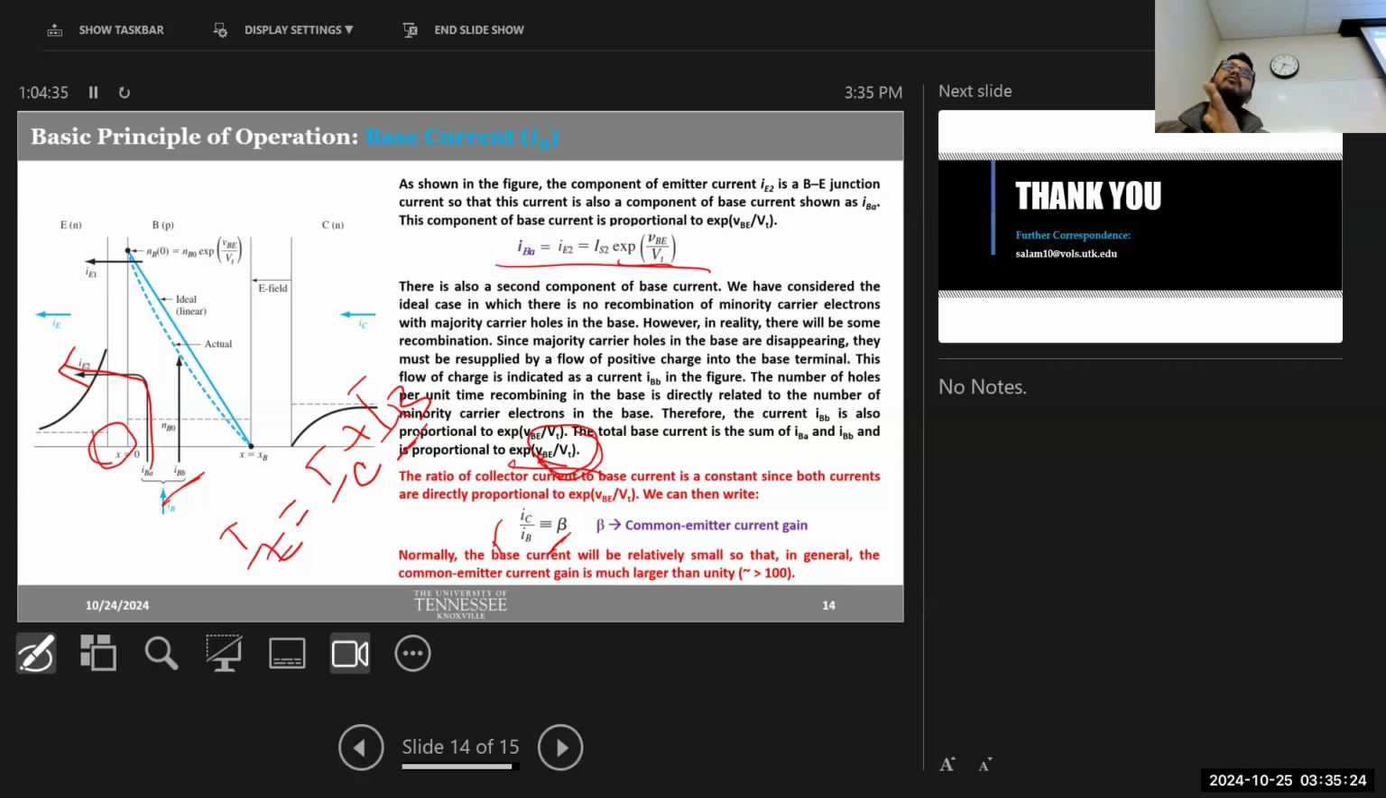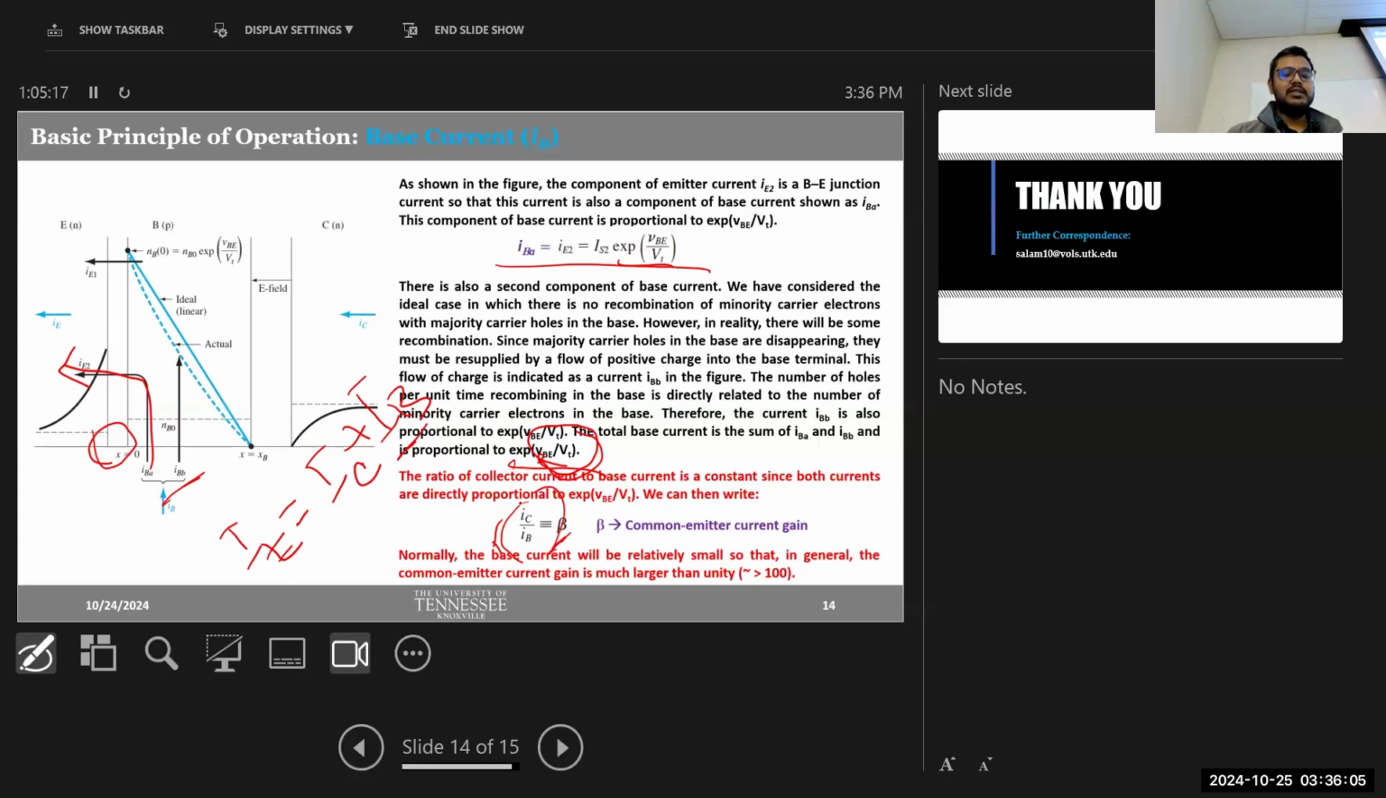Then IC will be the closer one to the emitter current, and base current will always be a very small amount. That's why, if we take the ratio between collector current and base current, the beta value is typically very large, in the range of 100. Ideally, the larger the value of beta, the better the BJT is. If we have a BJT with a beta of 200 and another with a beta of 100, the one with beta 200 is obviously better, because more electrons go to the collector, which we want for circuit design.